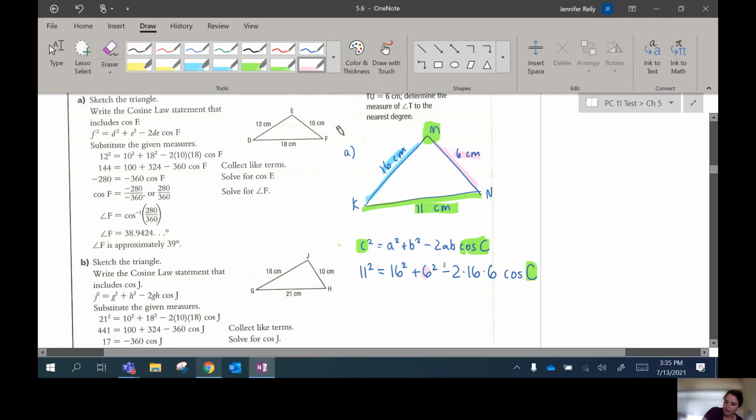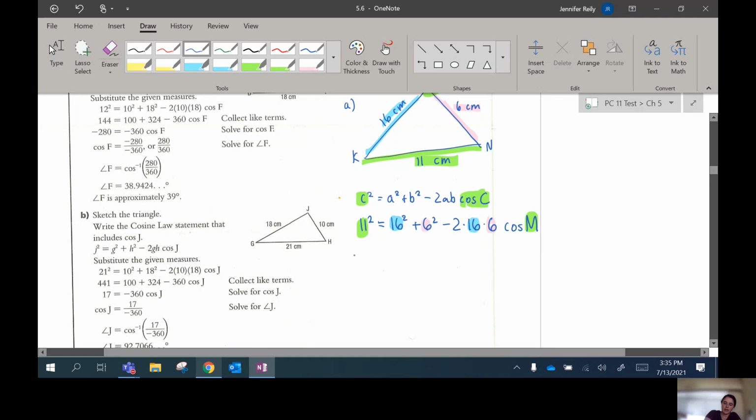Let me just highlight what I plugged in here. So I put the 6 here, 16 here, and the 11 with the C squared. That's the one directly across from the angle I don't know. Actually, I should put, instead of C, I'll put M. There we go. Okay, so I want to find M. So this is going to require some algebra because the variable I don't know is on the side of the equation with all the numbers. So let's just simplify this down a bit and evaluate the parts that I do know how to evaluate.